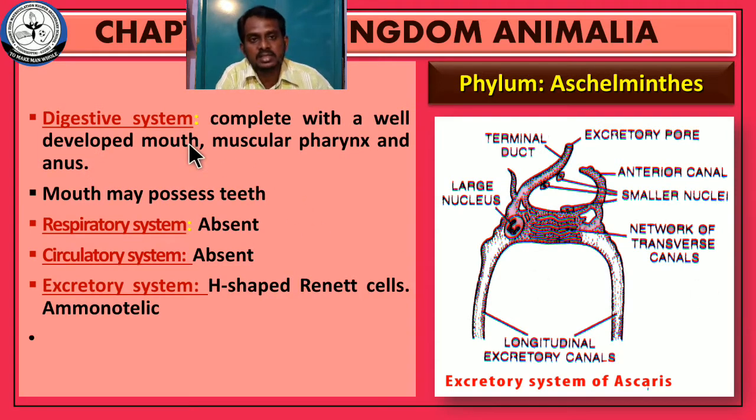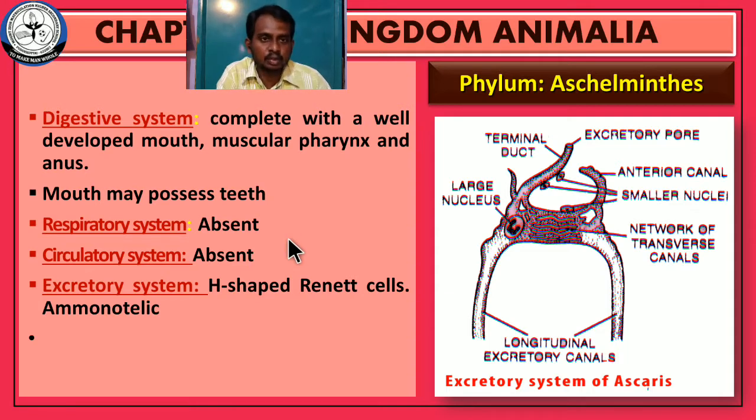Okay. And what is the digestive system? What type of digestive system is seen in this animal? Complete digestive system. For the first time, the complete digestive system is seen in this group. That is, this animal has separate openings for the mouth and anus. That type of digestive system is called a complete digestive system. This digestive system comprises the mouth, muscular pharynx and anus. So, this is not a well-developed digestive system. It is a type of developed digestive system. And the mouth may possess teeth. And the respiratory system is absent. Circulatory system is absent. Respiratory system appears in the Arthropoda.